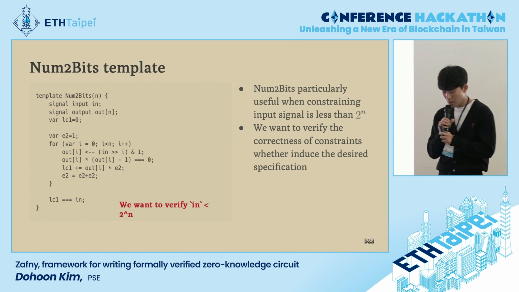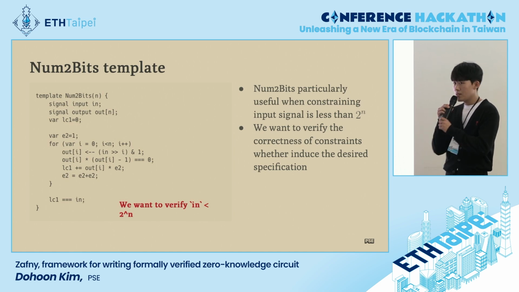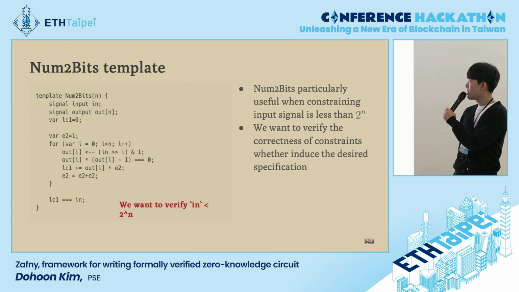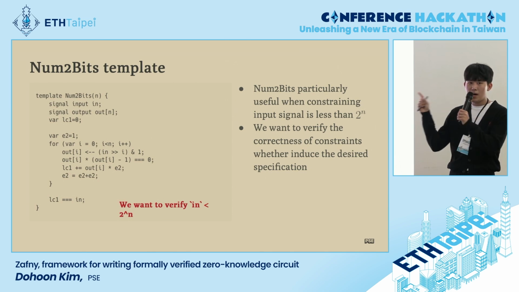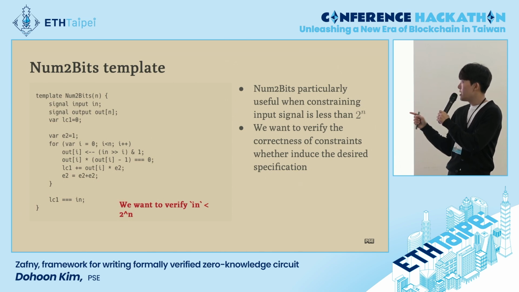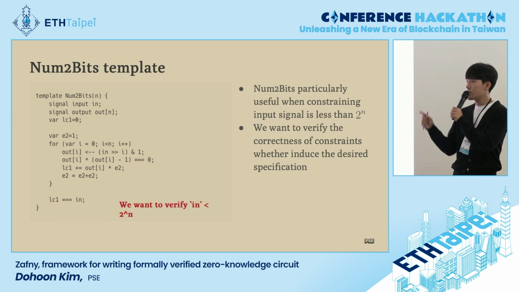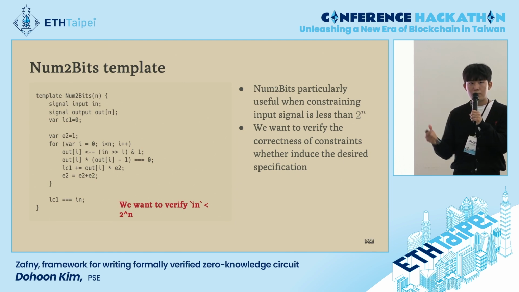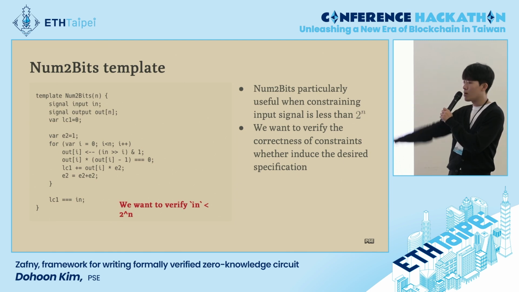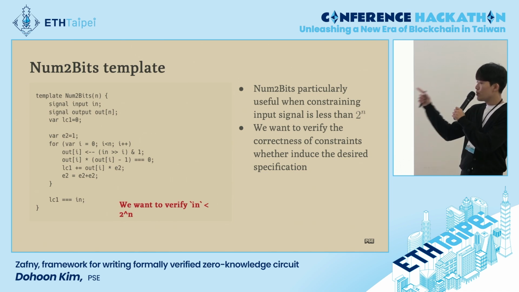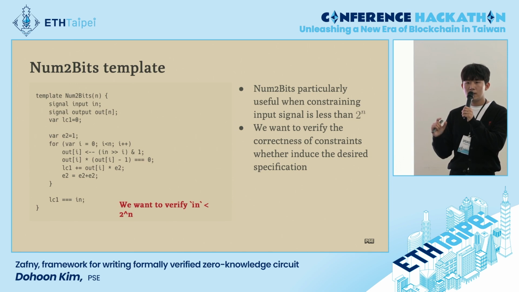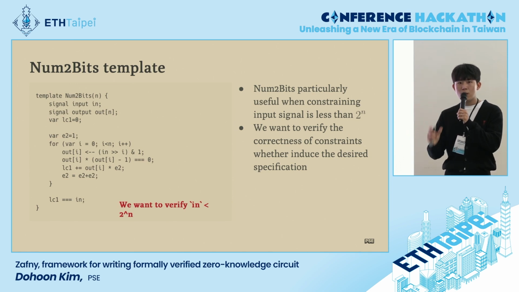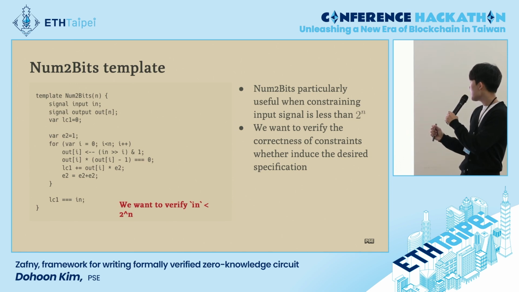So let's see one example. This is the Circom Num2Bits template. This template inputs the parameter n, and it has input signal in and the output signal out. So out is an array. And this Num2Bits template is just converting this input in into its bit representation and containing them in this array out. This template is useful when we want to constrain that a certain input should be smaller than 2 to the power of n.